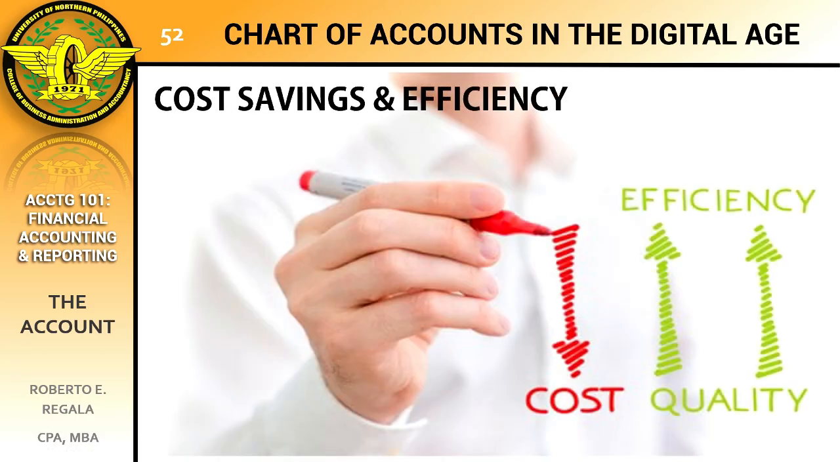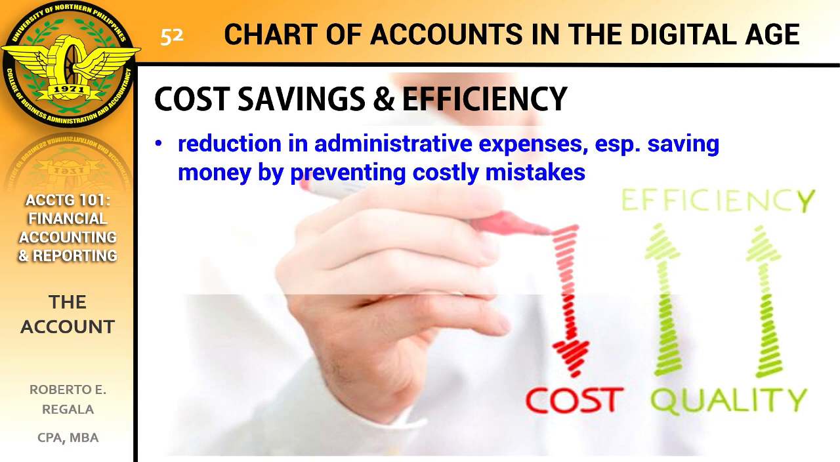Cost savings and efficiency. Switching from outdated paper-based processes to modern digital accounting systems offers businesses a wide range of benefits, particularly when it comes to saving costs and improving efficiency. One of the most immediate advantages is the reduction in administrative expenses. There's no longer a need for endless stacks of paper, printing supplies, or storage for bulky financial records. Plus, digital tools help cut down on errors that often come with manual data entry, which can save money by preventing costly mistakes. But it's not just about cutting costs, it's also about working smarter.